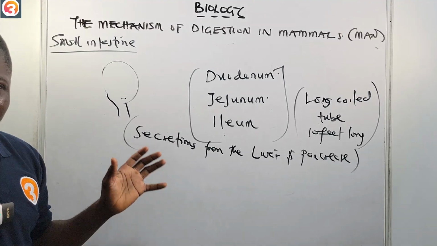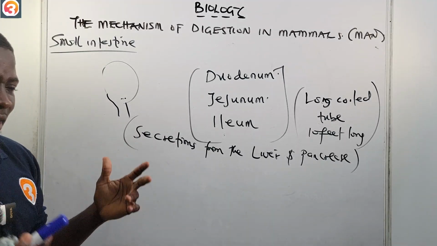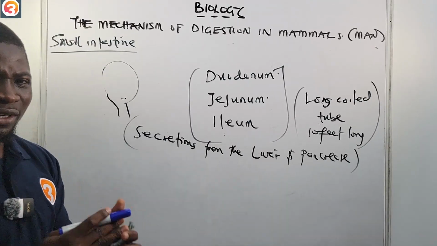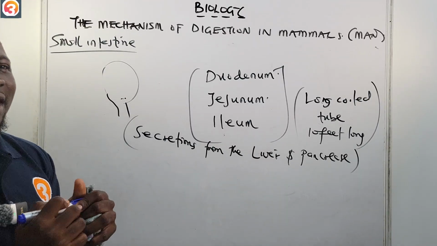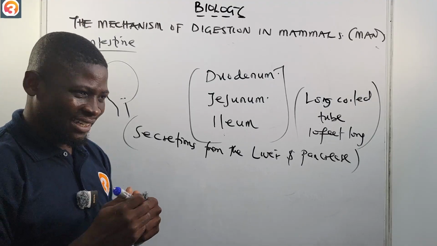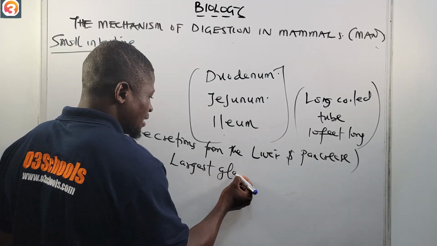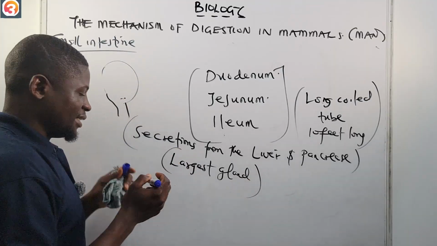Now, how does this happen? Let's talk about the liver first of all. Just know that the liver is the largest gland in the human body. Please take note of that.